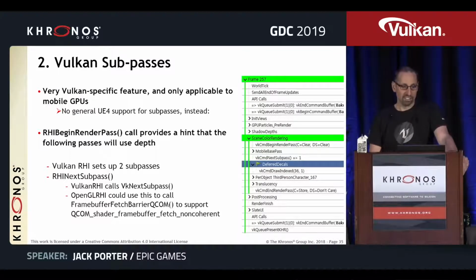We set up two subpasses, and we call next subpass between the two, which on Vulkan we simply call the VK next subpass API. But on OpenGL, we could make use of this hard distinction between the two subpasses to make use of a slightly more optimized version of frame buffer fetch. So in the render dot capture there, as we're rendering, after we render the mobile base pass, we set next subpass, and then we render out deferred decals.